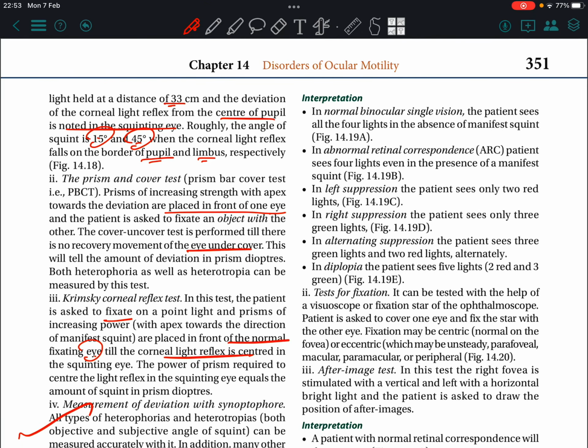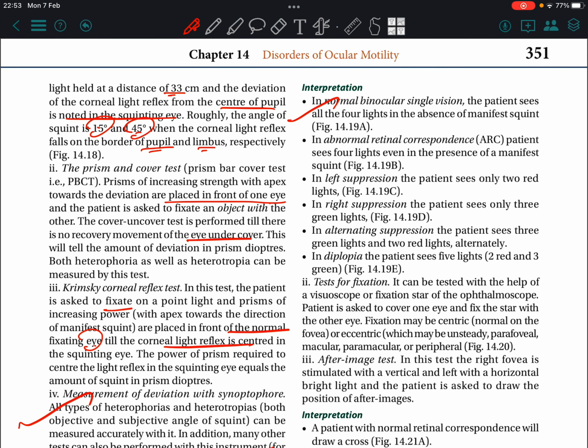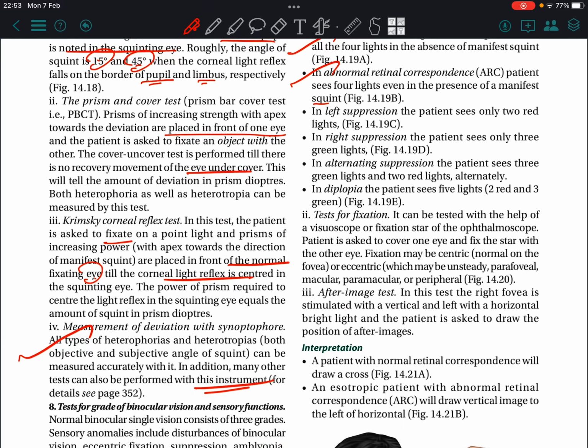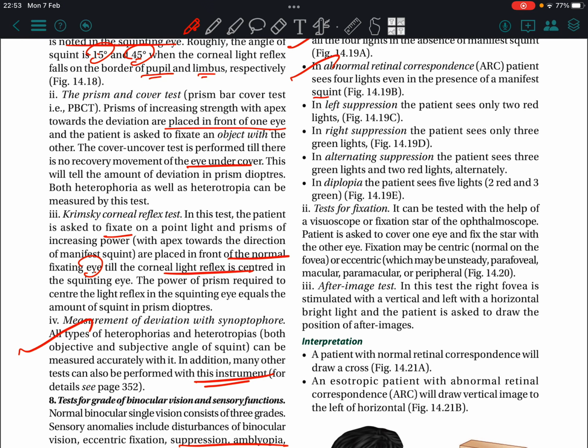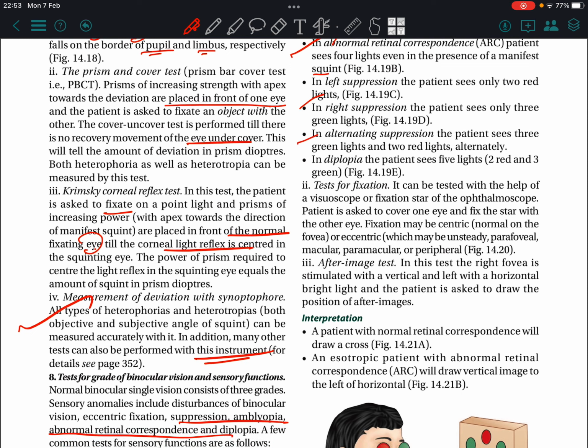Interpretation: in normal binocular vision, the patient sees all 4 lights in the absence of manifest squint. Abnormal retinal correspondence: the patient sees 4 lights even in the presence of manifest squint. Left suppression: the patient sees only 2 red lights. Right suppression: the patient sees only 3 green lights. In alternating suppression, the patient sees 3 green lights and 2 red lights. In diplopia, the patient sees 5 lights, 2 red and 3 green.